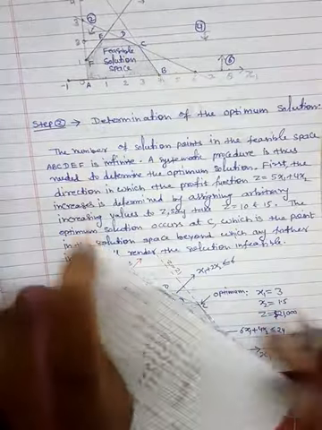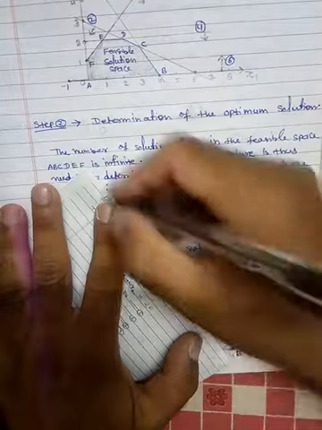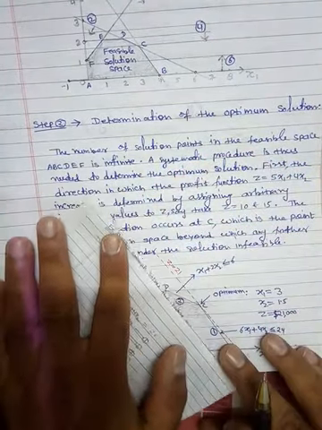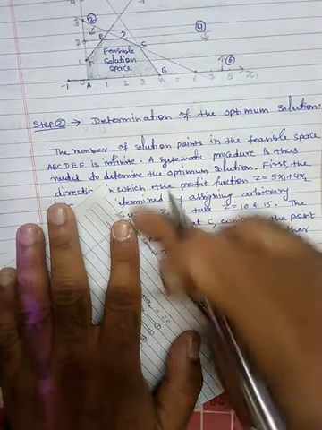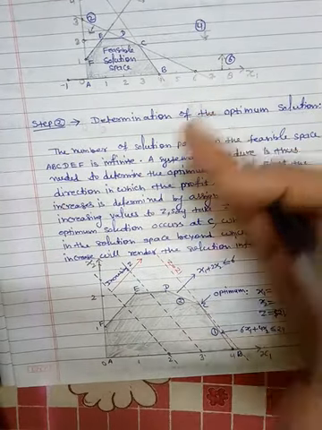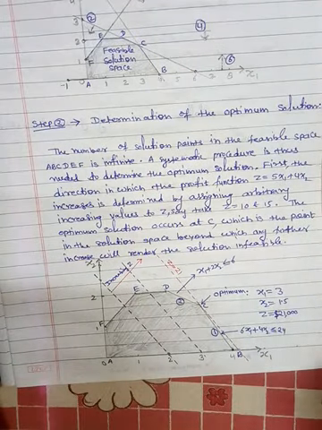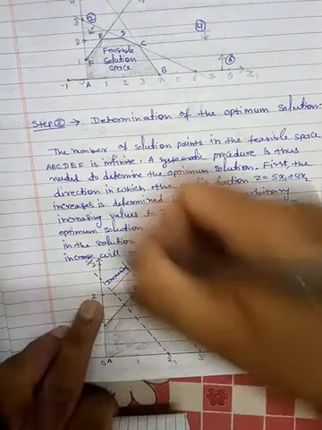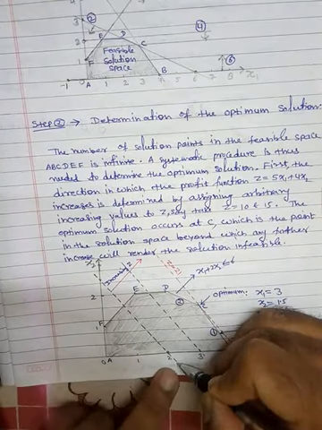Once you draw this line, slowly draw parallel lines in such a way that at a certain time this line intersects a corner point, and when you move further, you leave the feasible region. So stop at that moment, and the corner point will give you the solution. Fine. So here you will see that when you draw the parallel lines, suppose this line is nothing but z equal to any value.